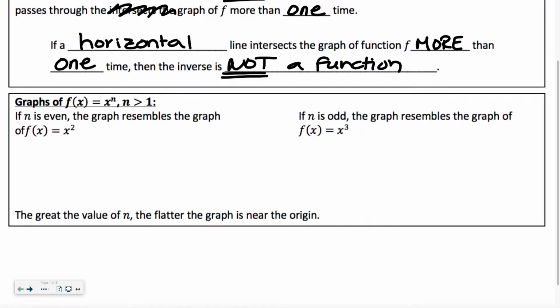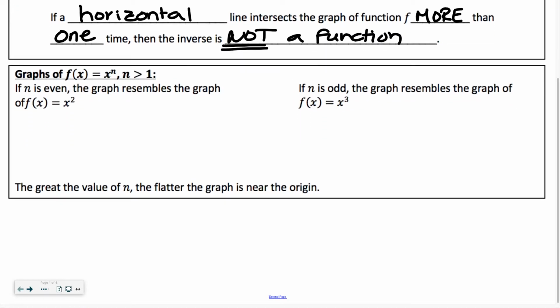Okay, so just to kind of help you out, and we'll work through this as we go through the notes, I just want to remind you, and we kind of talked about this back in polynomials, but the graphs of, I would call these power functions, so f of x or y equals x to the n. So it could be x squared, x cubed, x to the fourth, x to the fifth, x to the sixth, right, where n is greater than 1. If n is 1, it's linear, it's a line, right, y equals x.